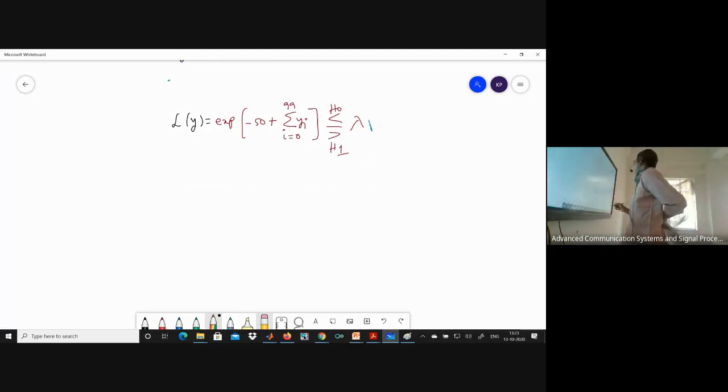So let me apply natural logarithm to both sides. So minus 50.